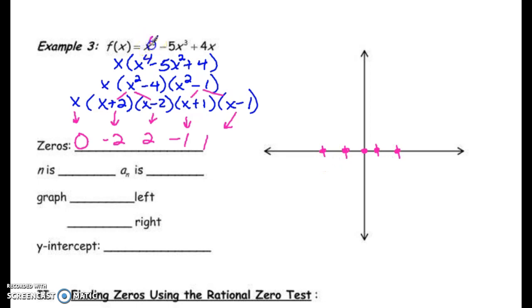So this is to the 5th power. That's an odd number, and the coefficient in front is positive. So odd positive is just like a cubic, like that. Down on the left, up on the right. Again, we're not too concerned about how high the maximums and minimums are.